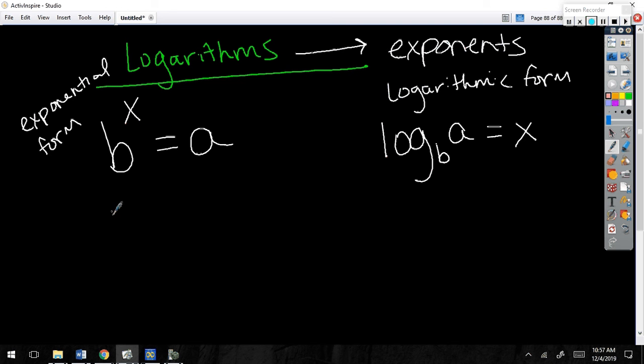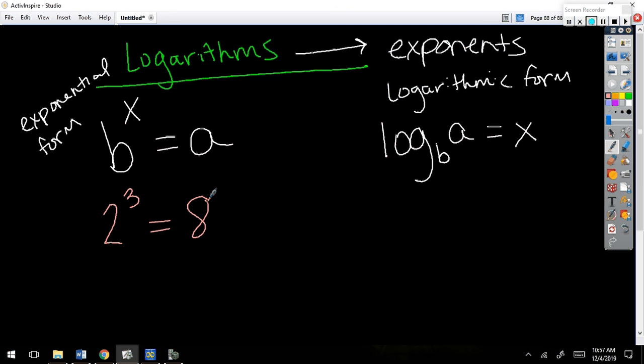So, for example, do you all agree with this statement? Yes. How would you write that in logarithmic form? Log base 2 of 8, because logs always equal exponents.